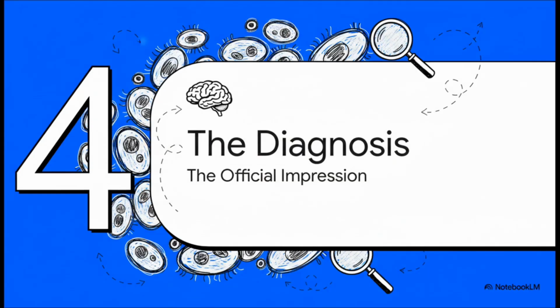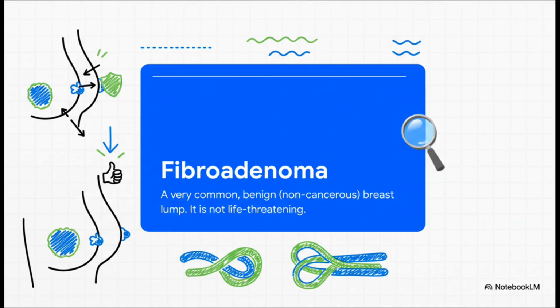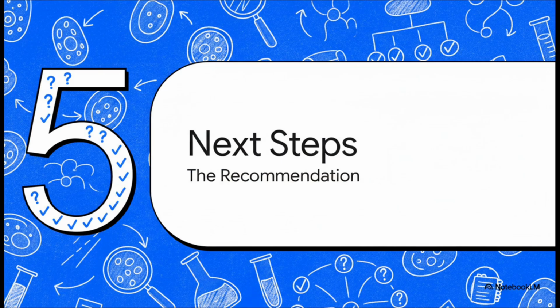Okay, so deep breath, we know it's not cancer, which is a massive relief. But then the question becomes, well, what is it? The final piece of the puzzle is in the impressions section. This is where the pathologist puts all the clues together and gives their official diagnosis. The impression? A fibroadenoma. Now, don't let the long, complicated name scare you. This is actually incredibly common. It's one of the most common types of benign breast lumps out there, especially for younger women. It's just a harmless little bundle of normal tissue, and it is absolutely not life-threatening. So we have a benign diagnosis.